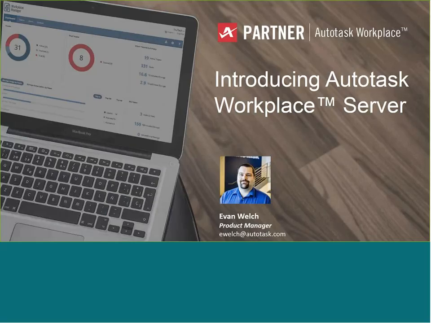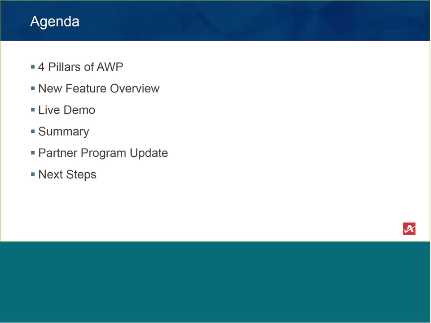We have a lot of content to get through, so I'm going to jump right in with a brief review of the agenda. We're going to talk about our 4 pillars of AWP. Every time you hear me do a release announcement, you'll see me go through these. It's really just important to, again, hammer home the structure of how and why we develop for Autotask Workplace. We're going to go through the new features. A couple features in addition to Workplace Server are going to be available. We're going to talk about the summary of what we have and what we've displayed today. Caroline's going to give an awesome update on our partner program, really excited to share with you. And then we're going to talk some next steps.